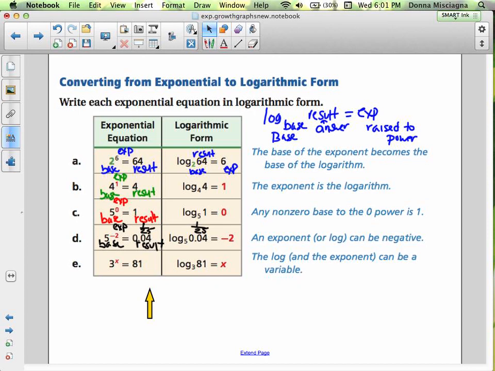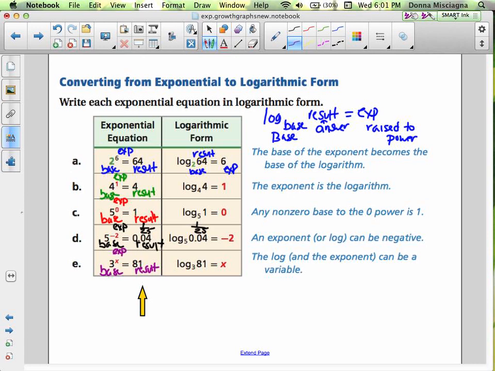And the log and the exponent can be a variable. So here we have the base, exponent, result. So 3 to the x equals 81. Over here, log base 3 of 81 is equal to x. In other words, the power I have to raise 3 to get 81 is something they're solving for here. That's our x. So this is how to write from exponential to logarithmic.